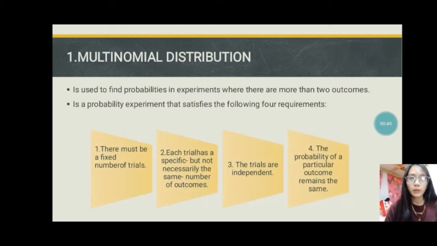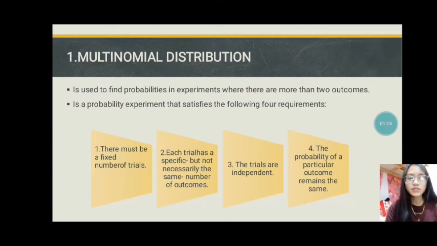What is a multinomial distribution? Multinomial distribution is used to find probabilities in experiments where there are more than two outcomes. It is different from binomial distribution because binomial distribution only focuses on two outcomes, while, derived from the word multi, which means more than two, multinomial distribution focuses on more than two outcomes.